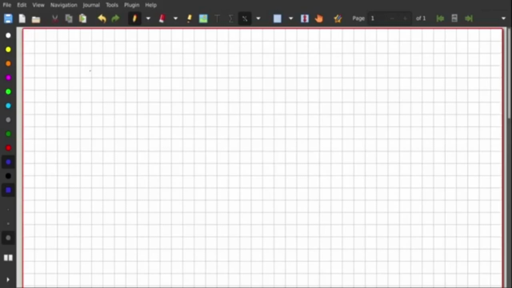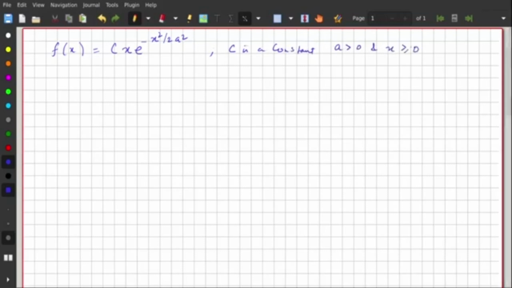Okay, so let's start. Let's say we are given a function f of x equals c x e to the power minus x square over 2a square, where c is a constant that's given, a is positive, and x is greater than or equal to 0. Those are the given conditions, and the question is: calculate c, given that f of x is a probability density function.